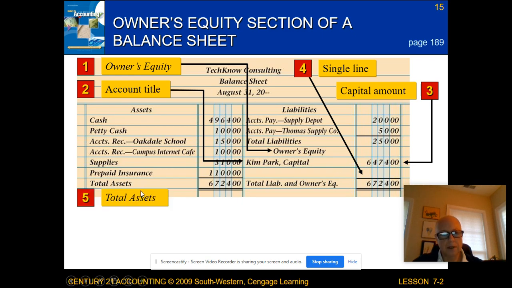Okay. Number 5, our total assets. Rocket science, ladies and gentlemen. Add the sums of each of the account balances and then get a total. Can you handle that? Use calculator. All right.